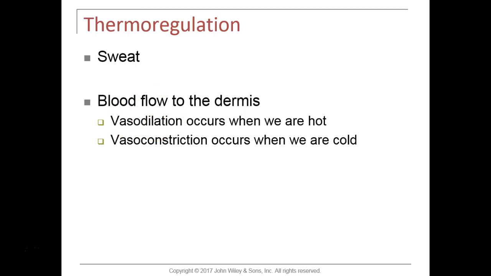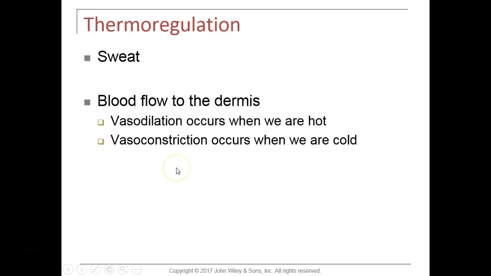However, when you're cold, you don't want your warm blood going to the surface of your body. You want to keep that heat in the core of your body. So when we're cold, we actually get a decrease in the diameter of the blood vessels in the dermis of the skin, which is called vasoconstriction. In this way, we decrease the volume of blood flow that gets to the surface of our body, and that way we reduce heat loss when we're cold.